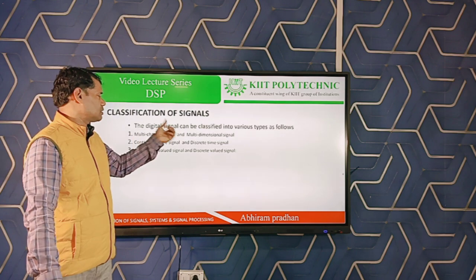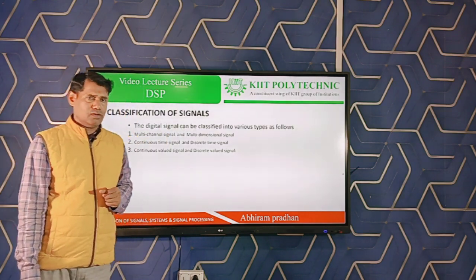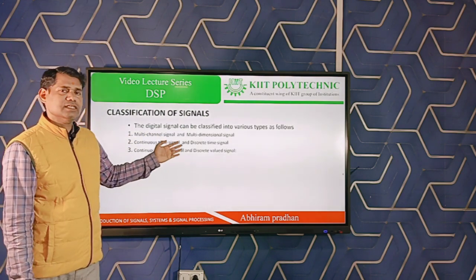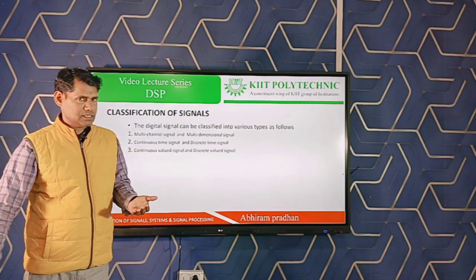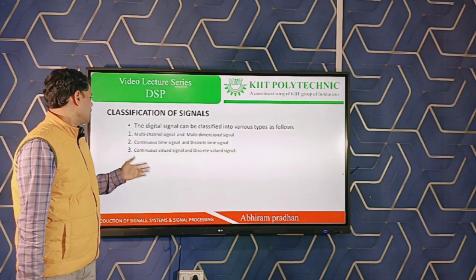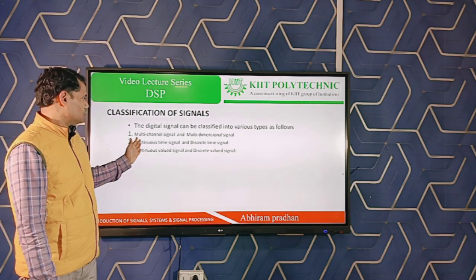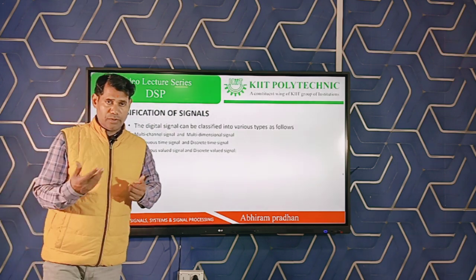Then classification of signals. There is a lot of classification of signals. The digital signal can be classified in various ways: multi-channel signal, multi-dimensional signal, which we will read about one by one later. Continuous time signal and discrete time signal, continuous valued signal and discrete valued signal.